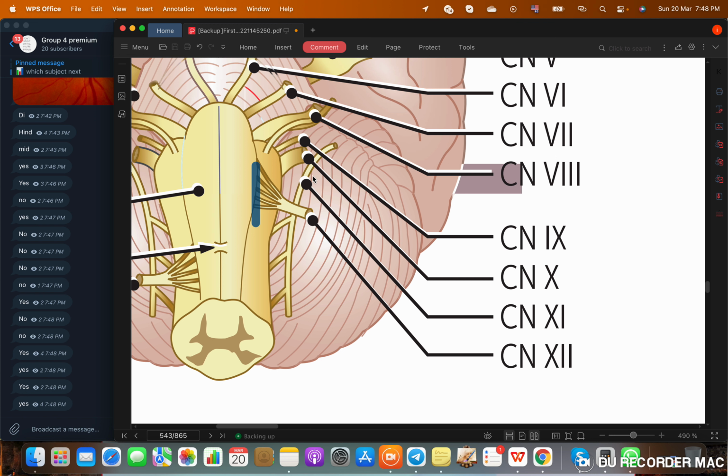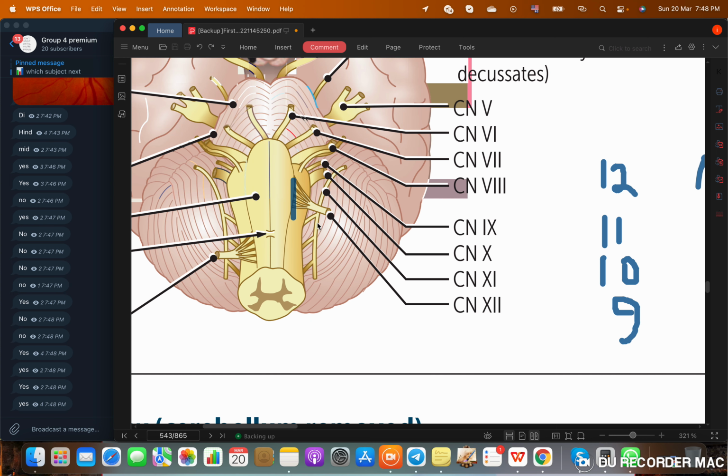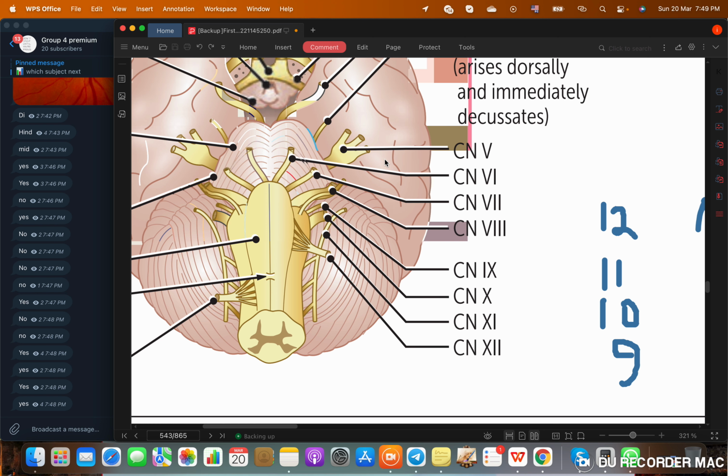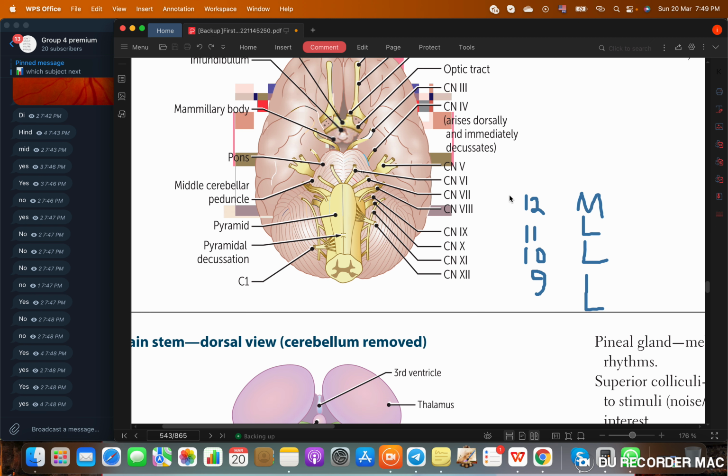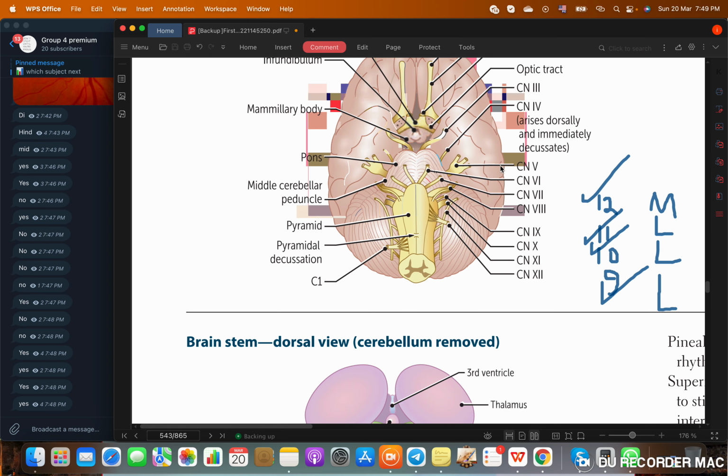11, 10, 9, all of these are lateral, as you can see here. Okay, all of them are lateral. Nice. So that was proof checked, proof checked, proof checked, proof checked. So now between these, only 6 should be medial, only 6.